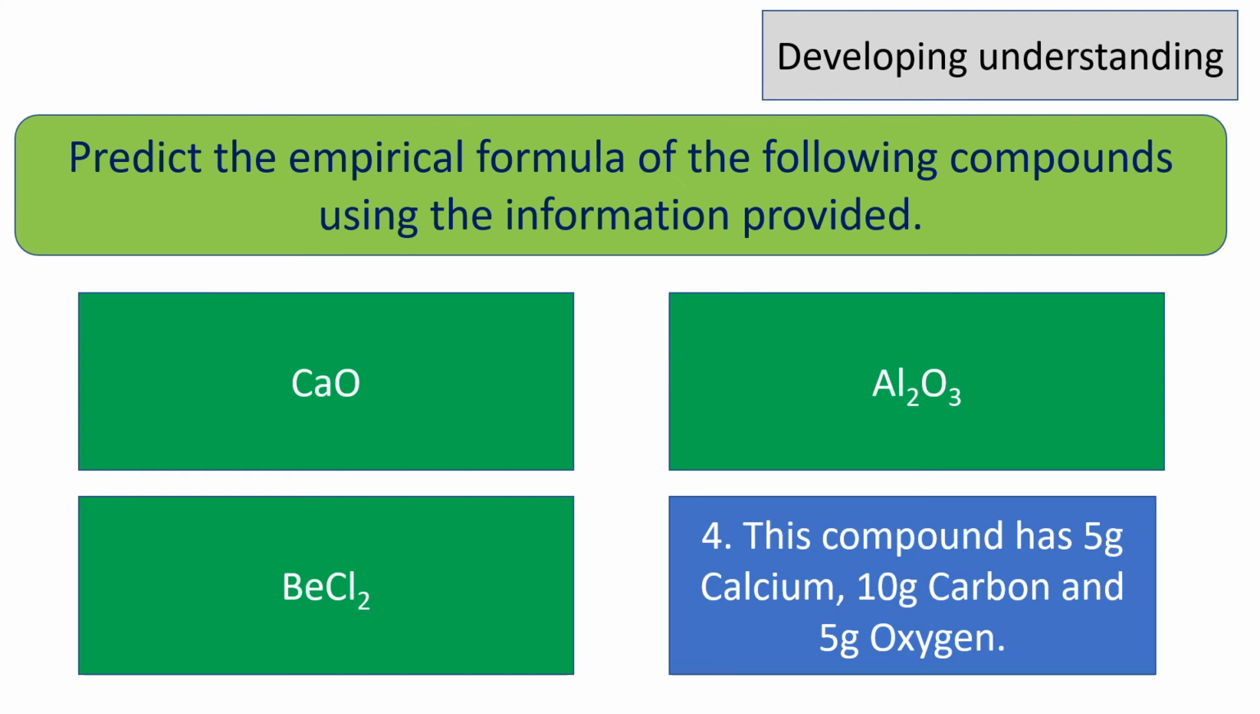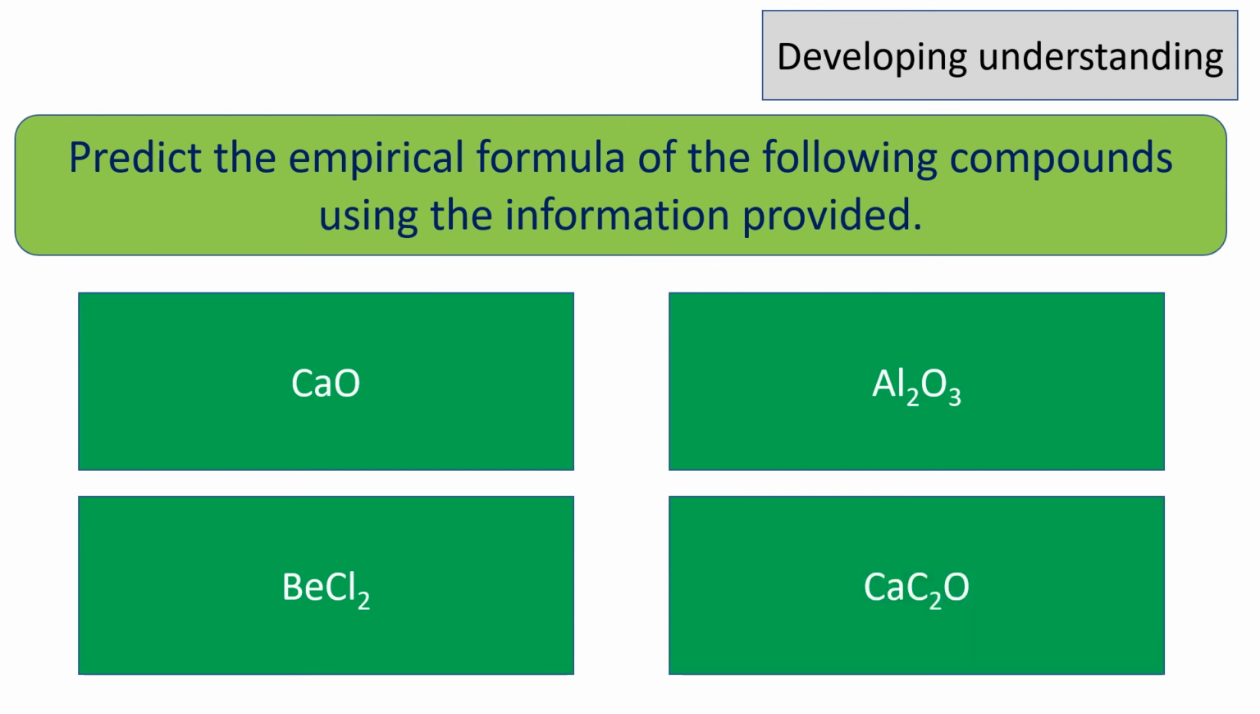So number 4, this compound has 5 grams of calcium, 10 grams of carbon and 5 grams of oxygen. So my ratios here are 5 to 10 to 5, which could easily be simplified as 1 to 2 to 1. So I'm going to have 1 calcium, 2 carbon and 1 oxygen. So I'm going to write it CaC2O.